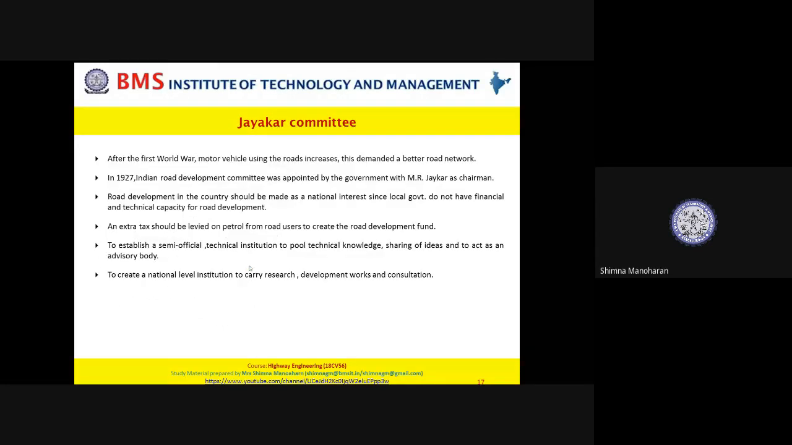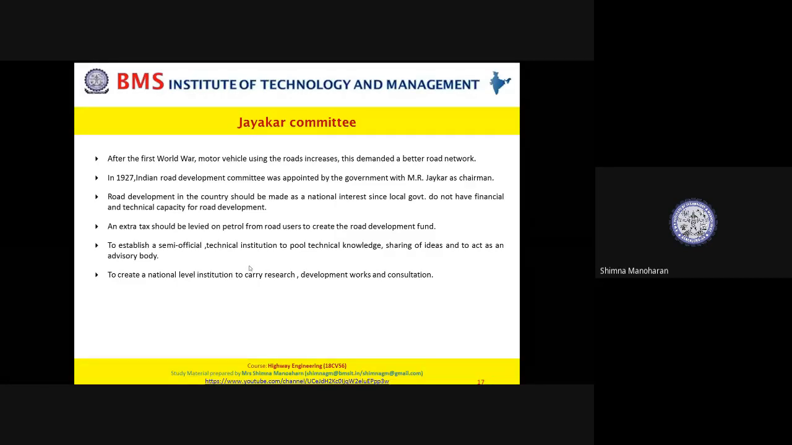So what is this Jayakar Committee? After the First World War, the use of motor vehicles considerably increased. Obviously this resulted in the need for a better road network. So the government had to form a committee in 1927 to look into road development. Mr. M.R. Jayakar was the chairman of this committee, hence the committee name is Jayakar Committee.